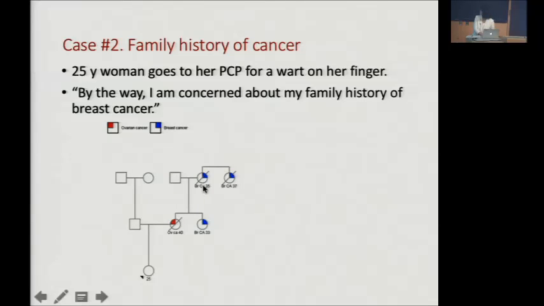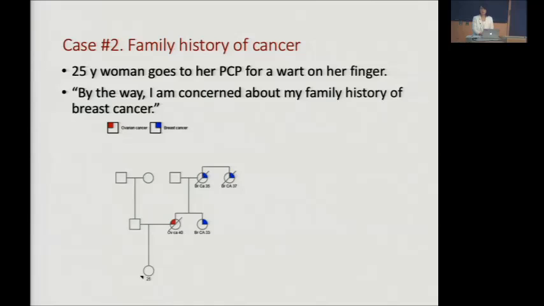Her grandmother died of breast cancer at 35. Her great aunt died of breast cancer at 37. Her aunt was diagnosed with breast cancer at 33. I'm sorry, I should have drawn the slash through here to indicate that she was deceased. And her mother really tragically underwent preventative surgery to prevent breast cancer and then developed ovarian cancer and died from that. So this is a situation where there's clearly concern for hereditary breast and ovarian cancer in this family. The problem is that none of the affected people are alive to test.